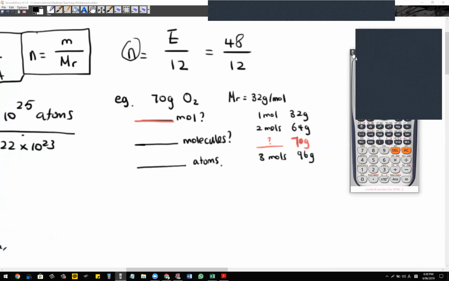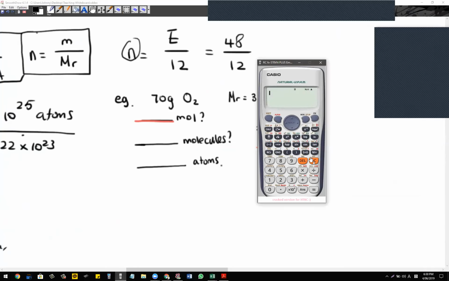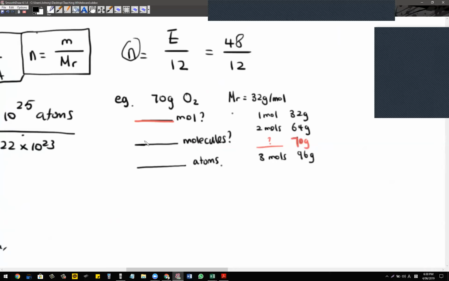So that gives you, we just use the calculator here, 70 divided by 32. That means within 70, you can fit about 2.1875 moles.